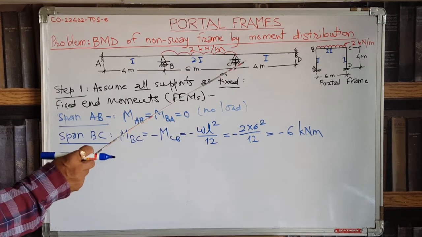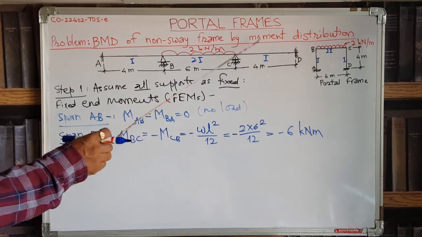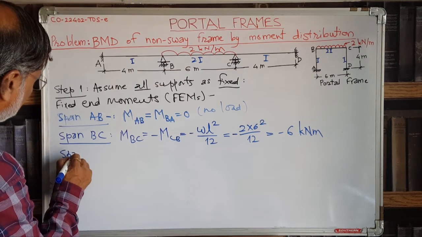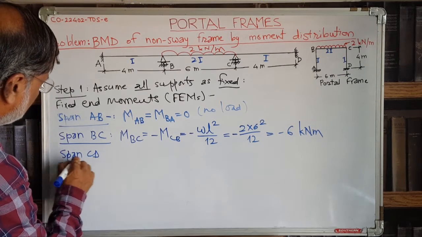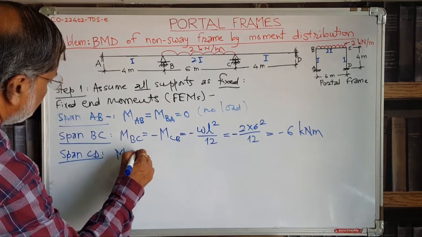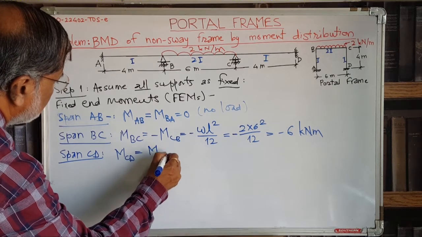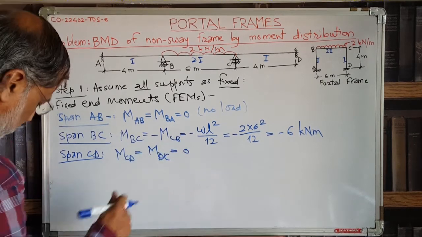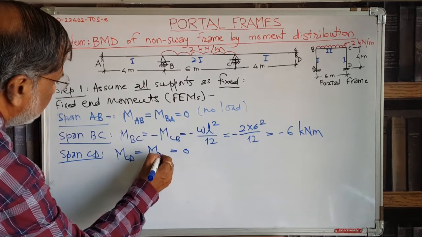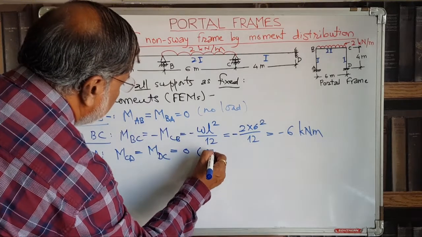Now going to span CD, we observe that there is no load on span CD, so again the fixed end moments will be 0. So MCD equal to MCB, MDC equal to 0. So then, because there is no load, the fixed end moments will be 0. You can mention here that there is no load.